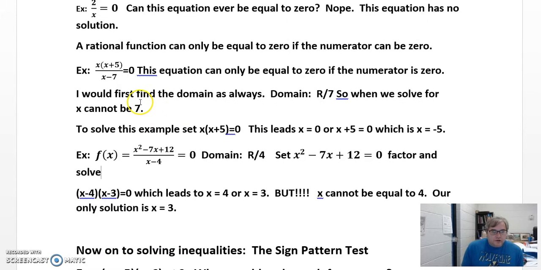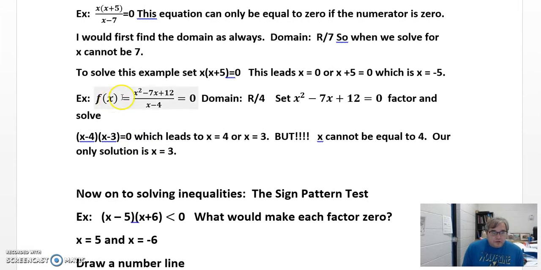So when I go to this next one, x times x plus 5 over x minus 7, and this is factored, you may have to factor it. I think about the domain, all real numbers except 7, and then I'm going to look at the numerator. I'm going to write the numerator down and set it equal to 0. Since it's already factored, I can see fairly quickly that x equals 0 or x plus 5 equals 0, which leads to x equals negative 5. 0 or negative 5 are my solutions to this rational function, because neither one of them is a 7. If one of them had turned out to be 7, then it can't be a solution.